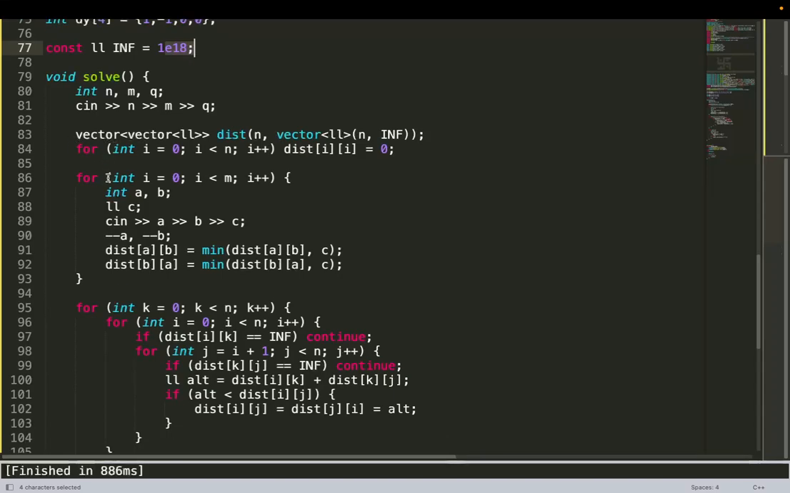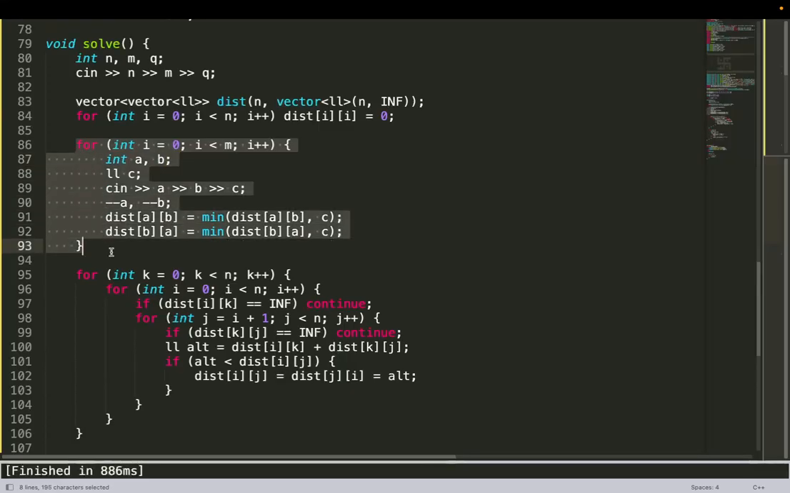Now from every node to reach the same node, the distance will be 0, right? From 1 to 1 the distance is 0, from 2 to 2 the distance is 0. So I traversed over all i's and marked distance[i][i] as 0. Now you take the inputs for edges: a and b and the weight c. Convert it to 0-based indexing.